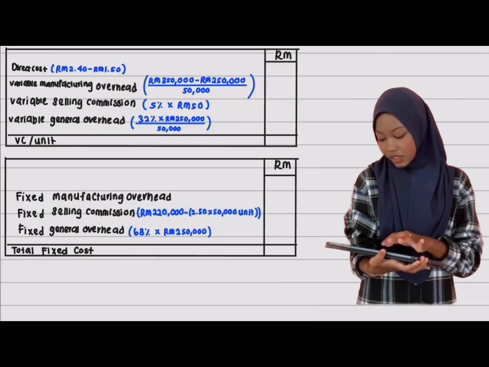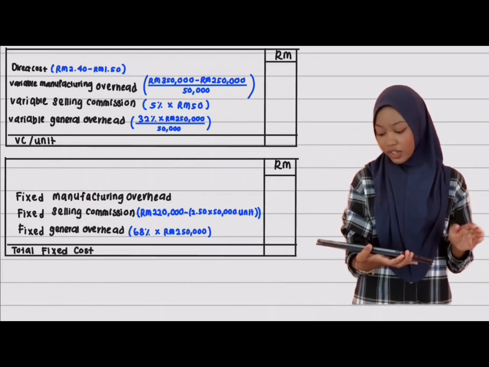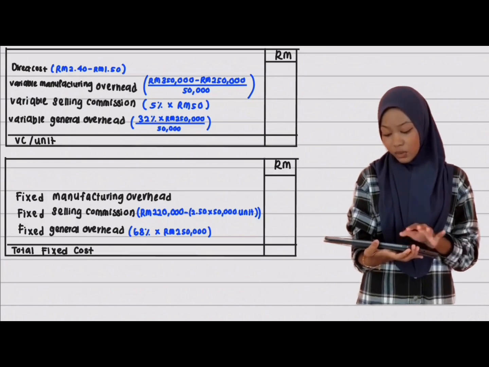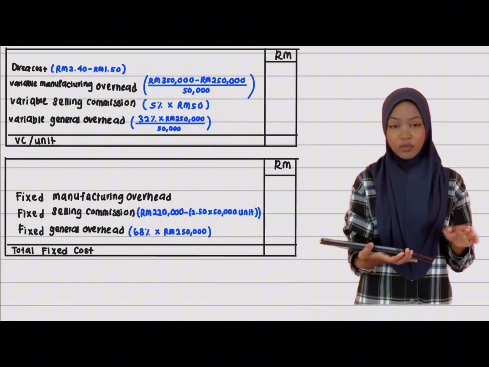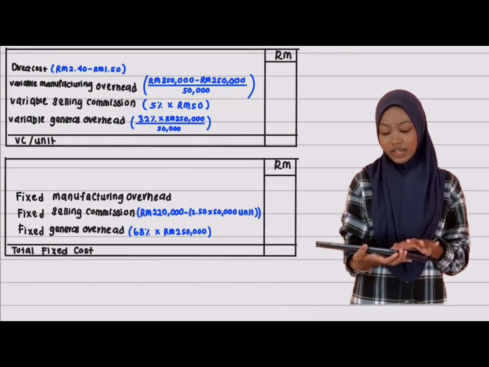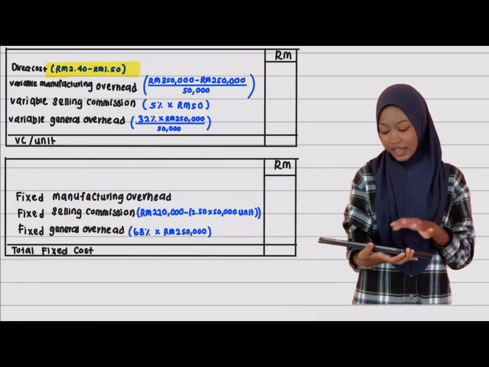The direct cost. Based on the question, direct cost is expected to decrease by 1 ringgit 50 cents. So, the original direct cost is 20 ringgit 40 cents, we need to minus 1 ringgit 50 cents to get the new direct cost, which is 18 ringgit 90 cents.